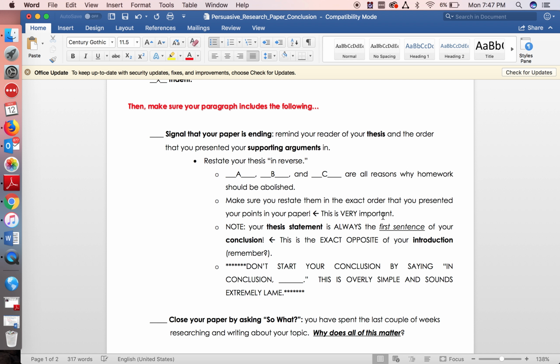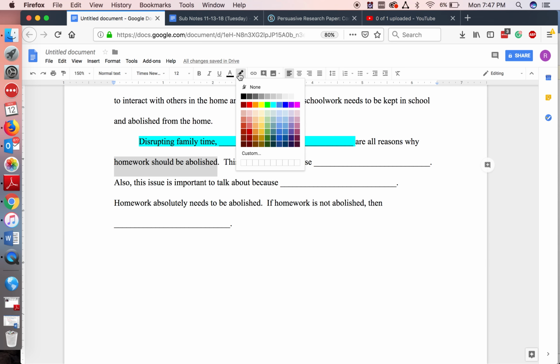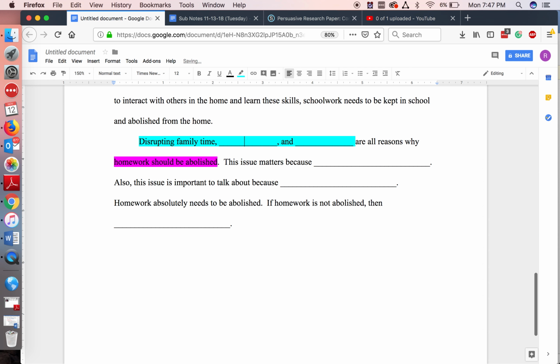Disrupting family time, blank, and blank are all reasons why homework should be abolished. Okay, so in this case, these three things are our supporting arguments. Let's go ahead and put those in blue. And this is my claim in magenta. And this is in reverse of what we have up top, but again, this is still the order that my paper came in.